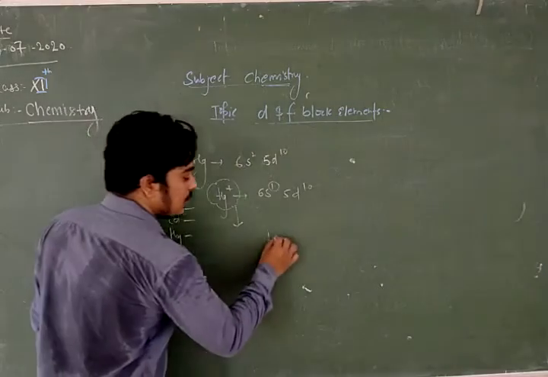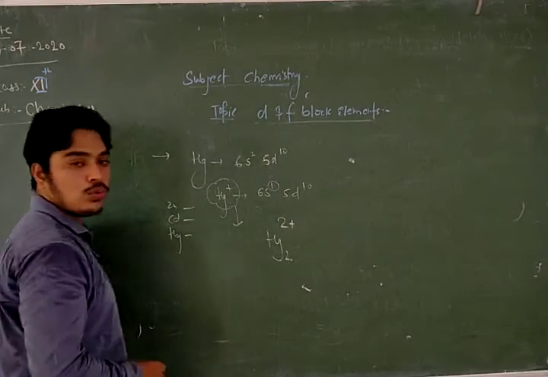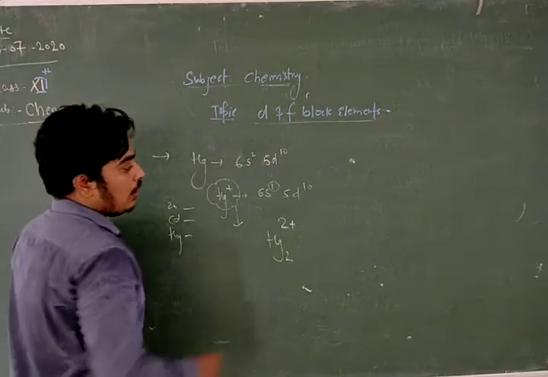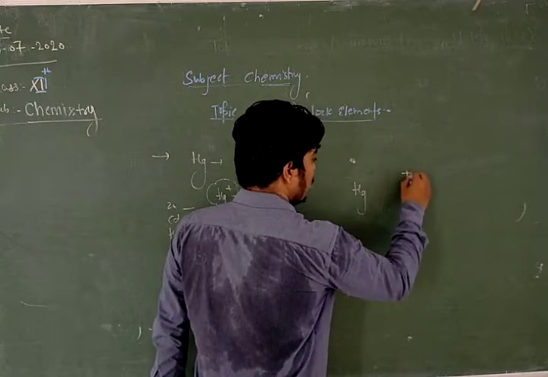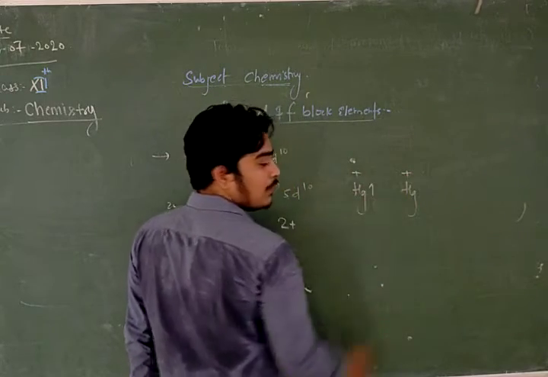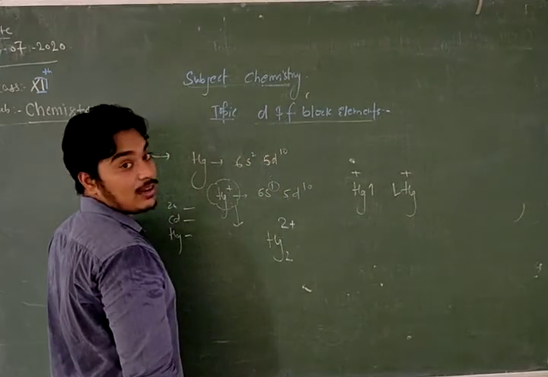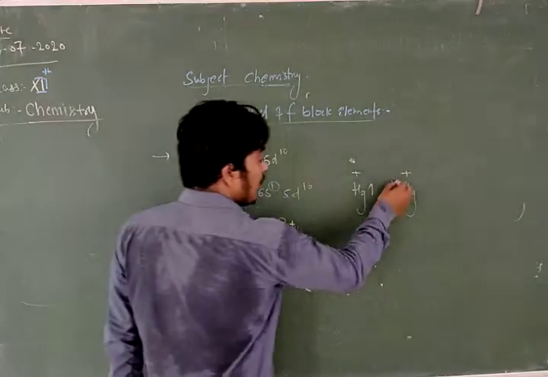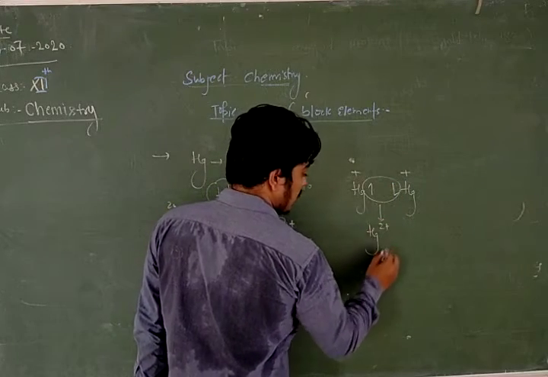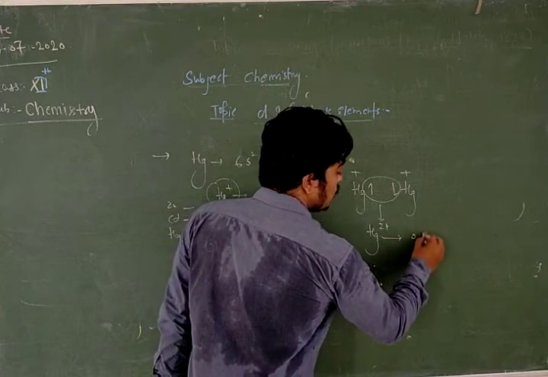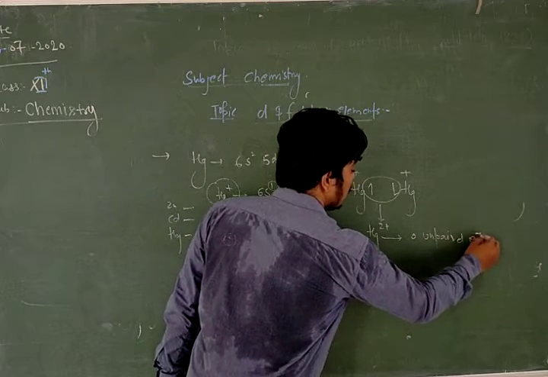It will exist in the form of Hg2 2 plus. Hg2 2 plus means one mercury here in plus form contains one unpaired electron. It contains one unpaired electron in a different state. There will be a coupling. It will form Hg2 2 plus, and it will contain 0 unpaired electrons. Listen carefully, 0 unpaired electrons.